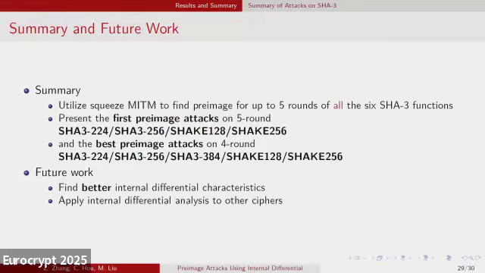Okay. Let's see the summary and the future work. In our work, we utilize the squeeze meet-in-the-middle attack to find a pre-image for up to 5 rounds of all the 6 SHA-3 functions. We present the first pre-image attacks on 5-round SHA-3 224, 256, SHAKE 128, and SHAKE 256. And present the best pre-image attacks on 4-round for 5 versions in SHA-3.